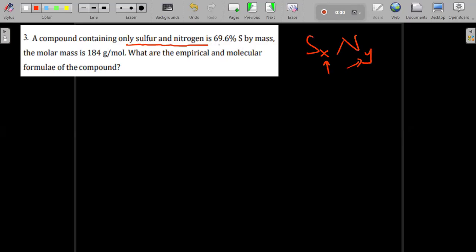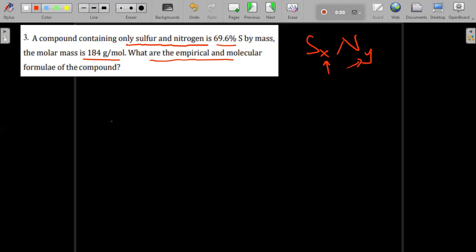And then they're saying nitrogen is 69.6% by mass. And the molar mass of this whole compound, we have been told, is 184 grams per mole. What is the empirical formula? And what is the molecular formula? For us to solve this question, we have to know the percentage of the nitrogen, and we also have to know the percentage of the sulfur.